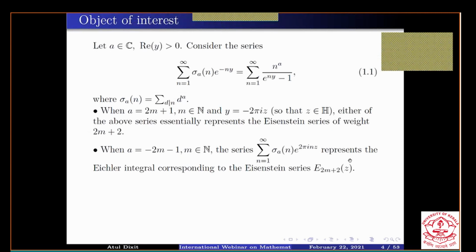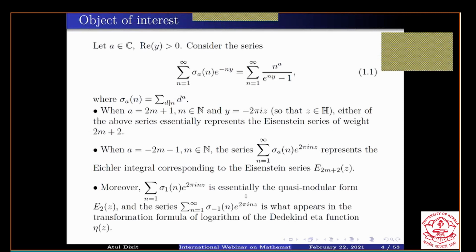So what is an Eichler integral? You take the Eisenstein series of weight, let's say 2m plus 2, it will be the 2m plus first primitive of this Eisenstein series. So that is what is called an Eichler integral. If you put A equal to 1, you get the quasi-modular form E2. E2 is not a modular form actually, we will see this in some detail later.